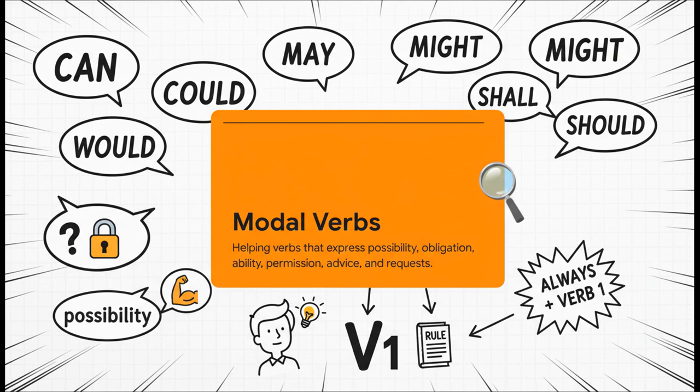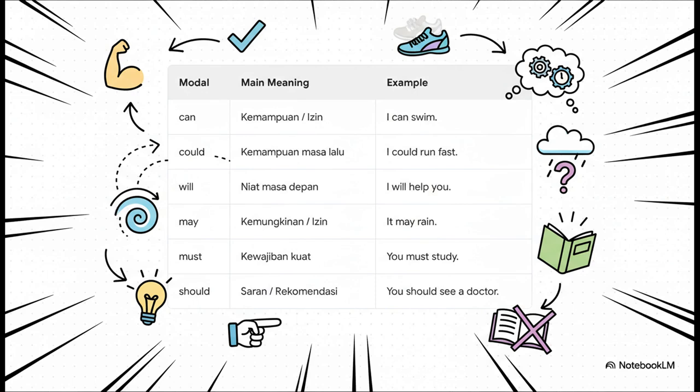And here is the golden rule. You have to remember this. Modal verbs are always followed by the basic form of the verb. We call it verb 1. Selalu diikuti oleh kata kerja bentuk pertama. That means no S, no ED, no ING. Super simple, right? Okay, take a quick look at this table.